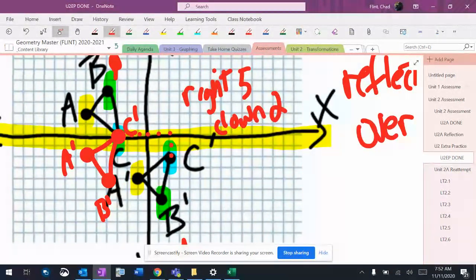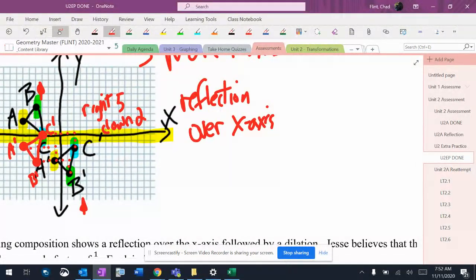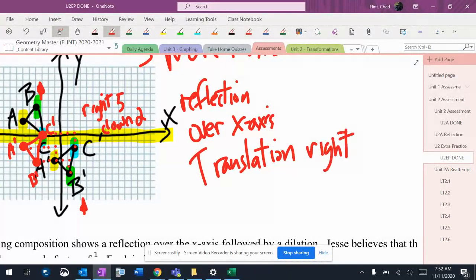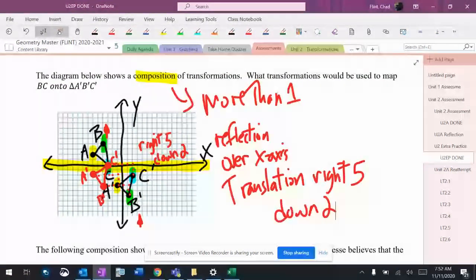Everything else needs to do that. So B goes 1, 2, 3, 4, 5, down 1, 2. A goes 1, 2, 3, 4, 5, down 1, 2. So everything's good. So then reflection over x-axis, translation, right 5, down 2. Now that's not easy. That's complicated.